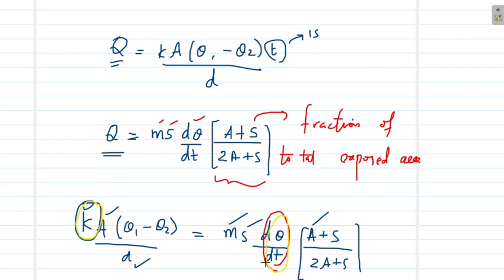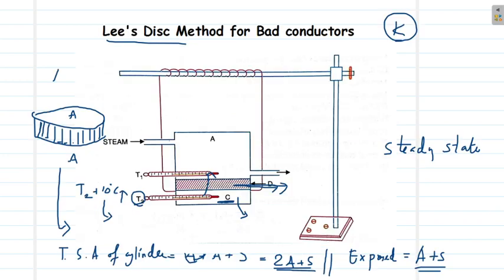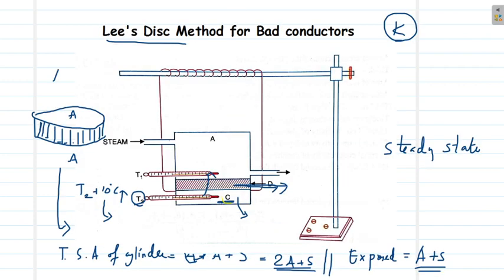d theta by dt can be measured separately by knowing the rate of change of temperature with respect to time. Normally we plot a graph with time along the x-axis and temperature along the y-axis, and the temperature will fall down and the slope of this graph will be d theta by dt. So this is theta and this is time. I hope this experimental setup is clear for you. Study this setup and the equation. Also try to understand how we measure d theta by dt of the bottom cylinder C. I hope it is clear for you. Thank you.